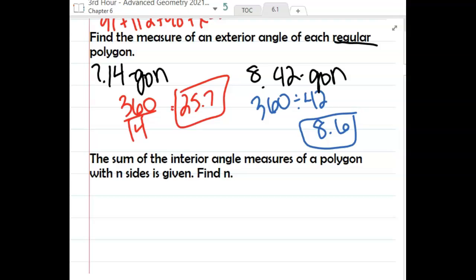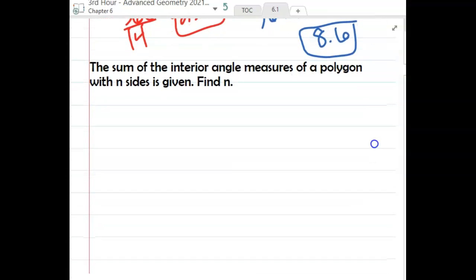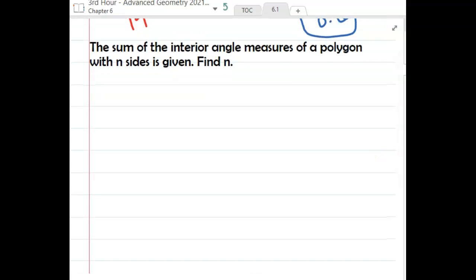Okay, last thing. The sum of the interior angle measures is given, find the number of sides n. So basically, I've got a shape. I don't know how many sides and angles it has. But I know that if you add up all the angle measures, you're going to get this. So I'm going to give you the answers, like the first examples, and we've got to figure out how many sides the figure would have. So let's say I add up all of the interior angles, and I get 1,080. I want to know how many angles and how many sides there are.